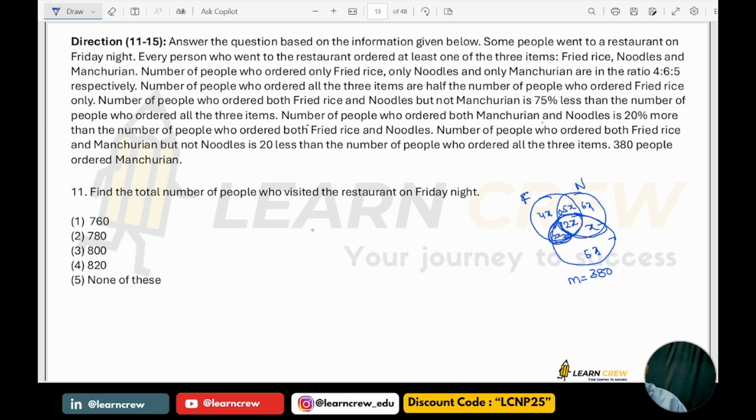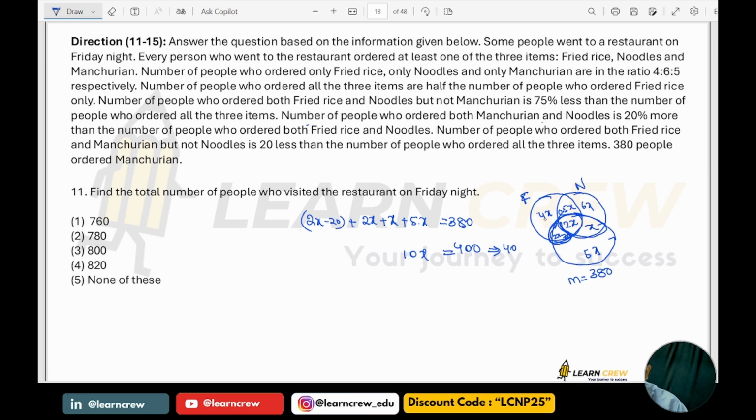So from this you can say this total is 380. So 2x minus 20 plus 2x plus x plus 5x is equal to 380. So 380 plus 20, 400. 5 plus 1, 6 plus 2, 8 plus 2, 10x is 400, thereby x is 40.